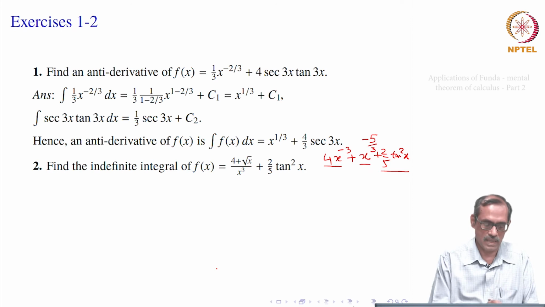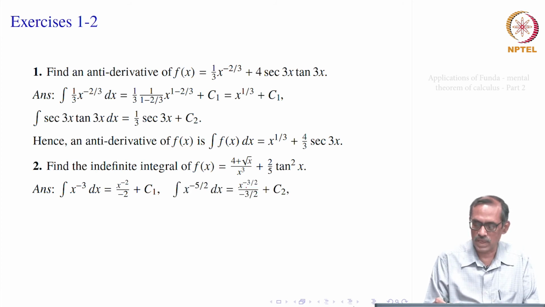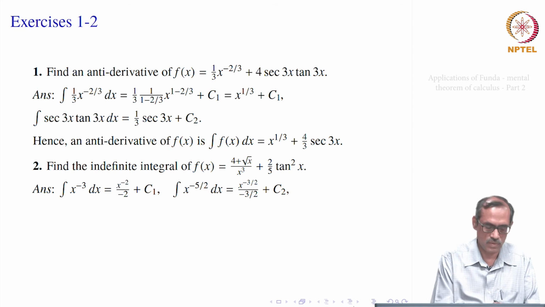So you go for x to the power minus 3 first, it is 4 times that. x to the power m has integral x to the power m plus 1 divided by m plus 1, for m not equal to minus 1. So that is x to the power minus 2 by minus 2 plus C1. Similarly, x to the power minus 5 by 2 gives x to the power minus 5 by 2 plus 1, which is minus 3 by 2, divided by minus 3 by 2, plus C2.